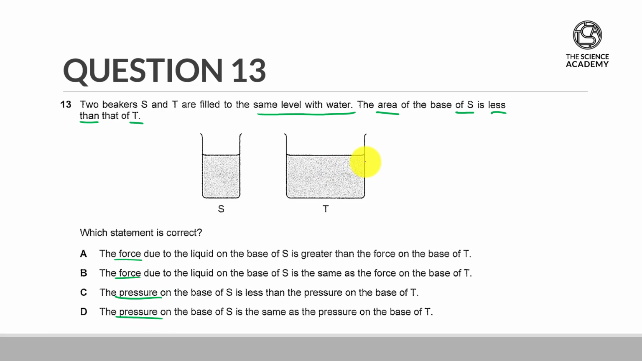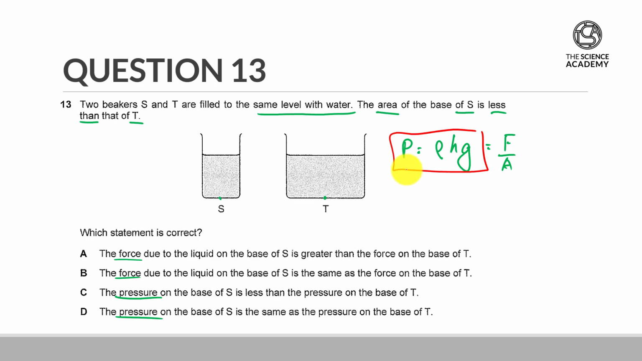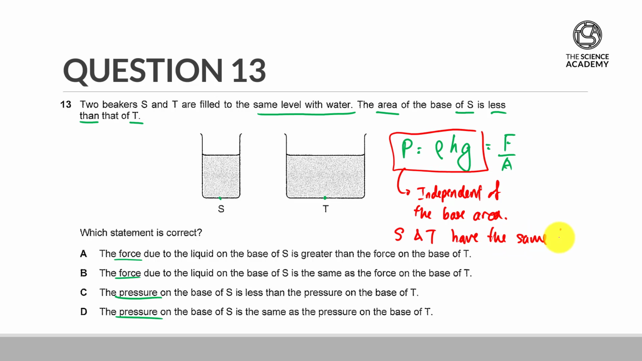Now, when we have a liquid in a container, we know that the pressure at the base of the container is going to be equal to rho hg, and it's related to the force by taking the force over the area. Now, if we look purely on this side of the equation, you realize that the hydrostatic pressure due to the water is independent of the base area. Now, because it's independent of the base area, both S and T have the same pressure.